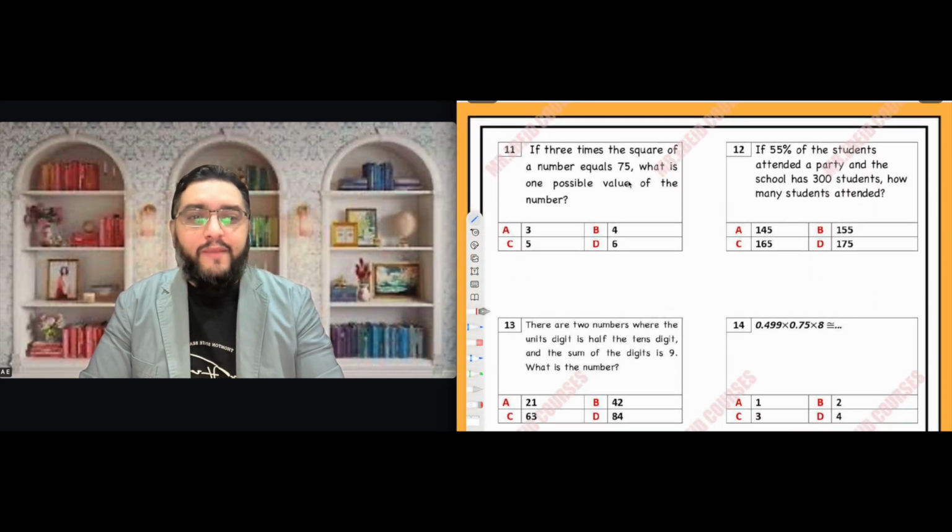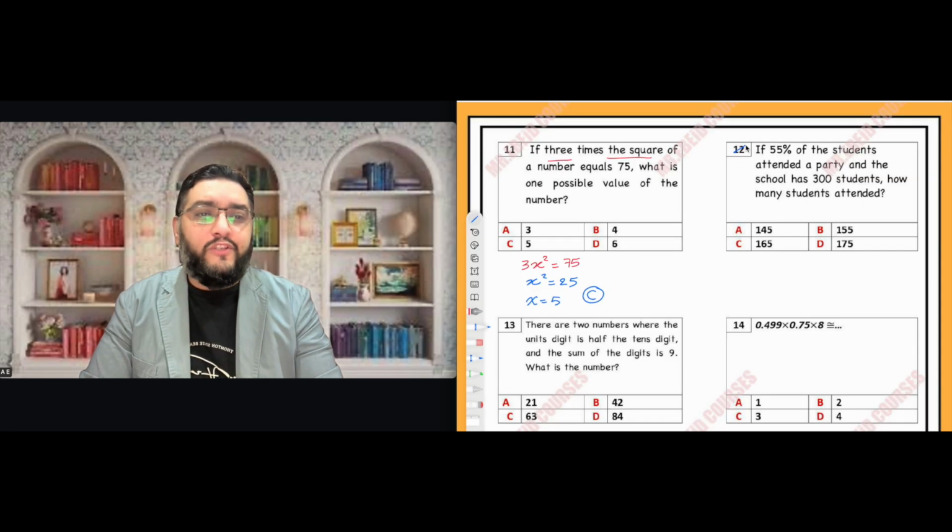If 3 times the square of a number equals 75, what is one possible value of this number? Let the number be x. So 3 times the square will be 3 times x squared. This is equal to 75. Now we have an equation. We can solve it. Divide both sides by 3. x squared equals 25. Take the square root of both sides. x equals 5. So the answer is.